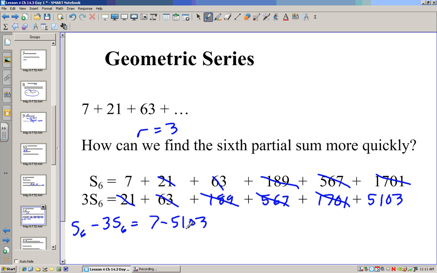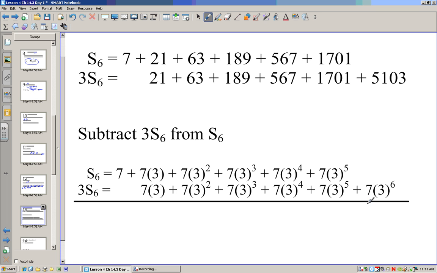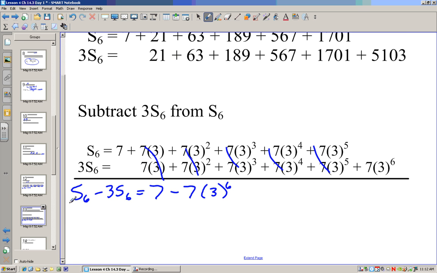5103. And another way to look at 5103 is if I actually multiplied it out, but for our general rule, it'll look a little bit easier if I don't multiply it out. So if I had S of 6 minus 3 S of 6 equals 7, and all of these, again, canceled out, minus 7 times 3 to the 6th power. Now this left side I can factor out an S of 6, leaving 1 minus 3. Over this side I can factor out a 7, leaving 1 minus 3 to the 6th.